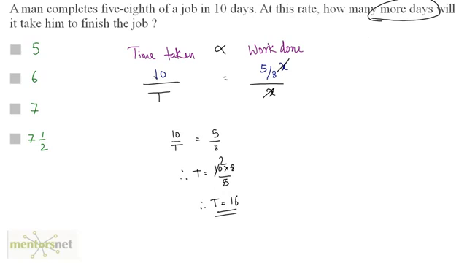So in 10 days he did 5/8 of the work. So the days remaining to complete the total work is total minus 10. So 16 minus 10, that is equal to 6. So 6 days will be the time taken by this man to complete the remaining work. So option B is the correct answer.